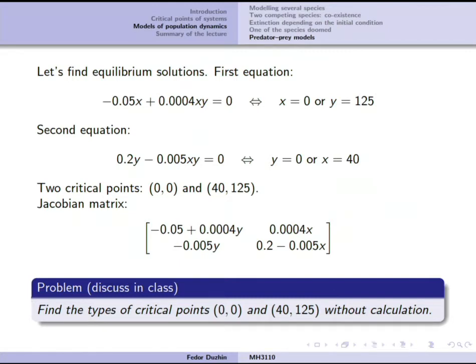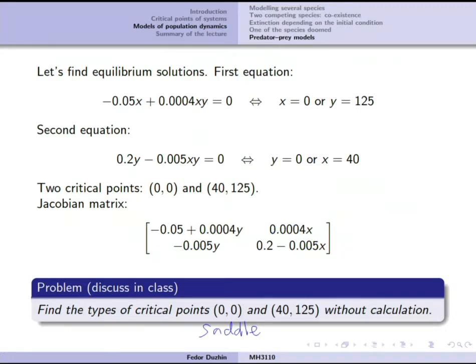So let's do first (0, 0). If the point is (0, 0), then these parts disappear, and the rest is a diagonal matrix with a negative number on the diagonal and a positive number on the diagonal, which is a saddle point. So this is a saddle point.